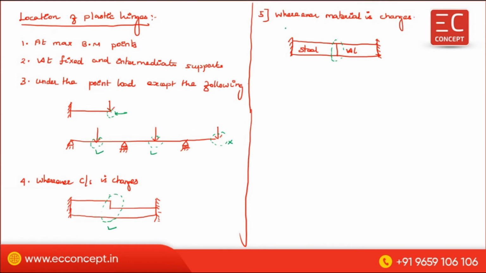So these are the important points: the location of the plastic hinge. The plastic hinge will be at a maximum bending moment point, at a fixed and intermediate support, under the point load, except in the following cases: whenever the cross section changes and whenever the material changes.